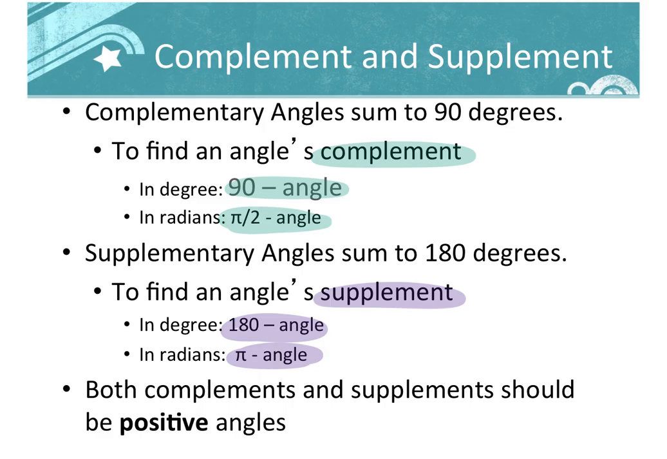And note on the bottom it says both the complements and supplements have to be positive angles, which means if it's bigger than 90 degrees, it doesn't have a complement. And if it's bigger than 180 degrees, it doesn't have a supplement. So if it said find the complement to 110 degrees, we would say there's none. If it said find the supplement to 200 degrees, we would say there's none. So you cannot make it negative. You would just say it doesn't exist.